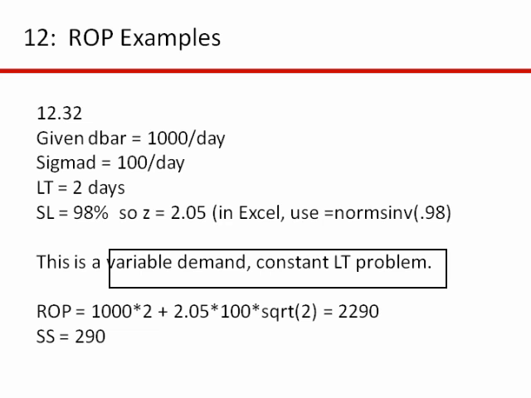So the variable demand, constant lead time formula is basically, I'll just type it right here: reorder point equals D times lead time plus Z times sigma D times the square root of lead time. Okay, so that is the formula for a variable demand, constant lead time problem. You just put that in, and you find that your reorder point is 2,290. The safety stock is anything after the plus, which would be 290.